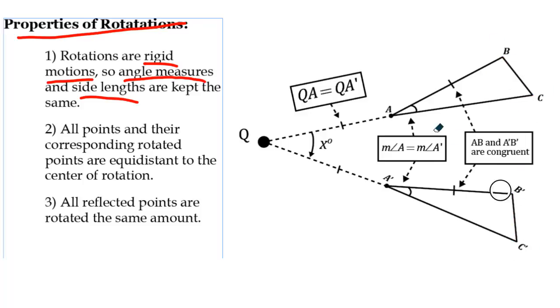Wait for me. Okay, so then point number 2: all points and their corresponding rotated points are equidistant to the center of rotation. Wow, look at that word. That's a fancy word, equidistant. That means that it is the same distance. So these are like normal people words. That's like the fancy word, equidistant, same distance.